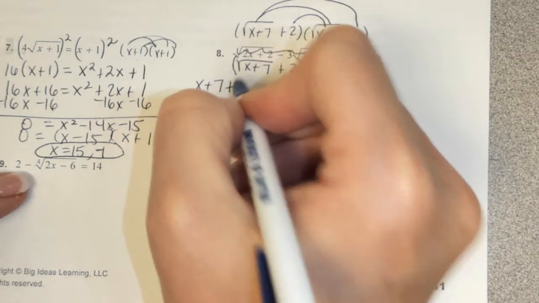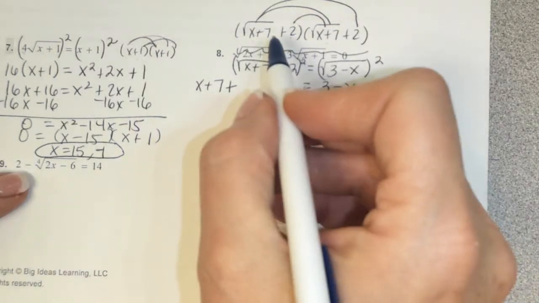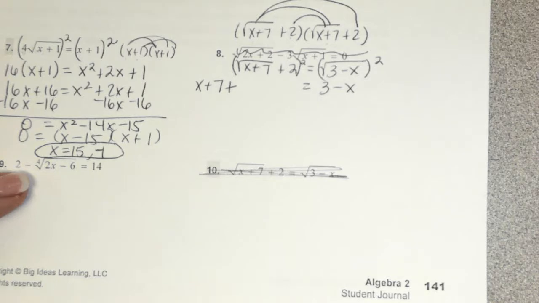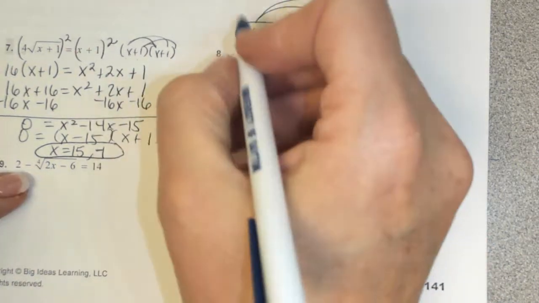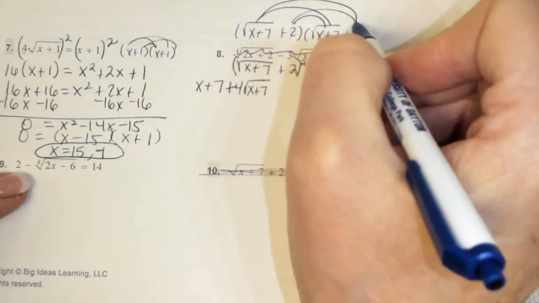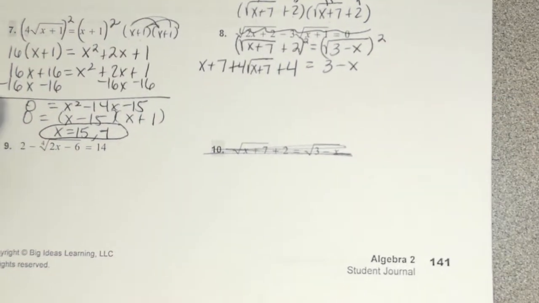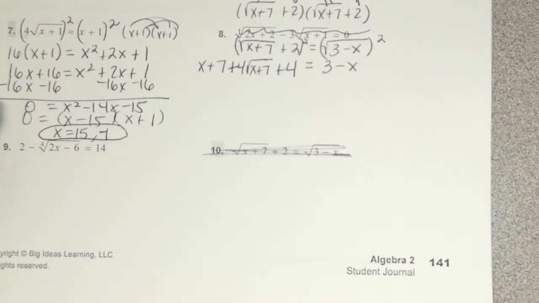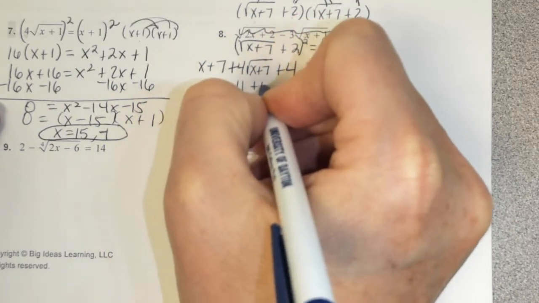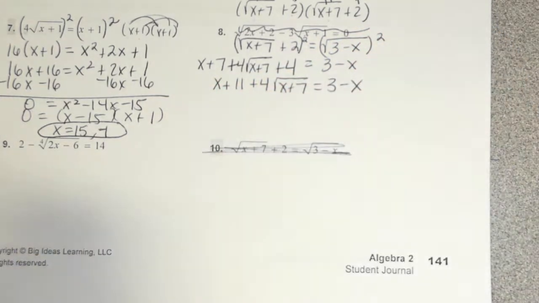So altogether, how many do we have? We have 2 radical x plus 7 plus another 2 radical x plus 7. So what is that? 4 radical x plus 7. Then I have to multiply that times that, which is just 4. So this is what I have now. So I've got x plus 11 plus 4 radical x plus 7 equals 3 minus x.